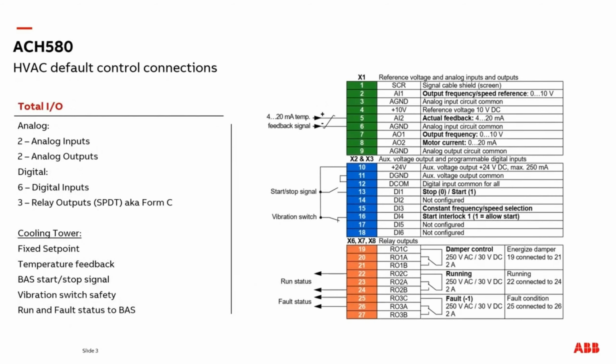Here we have a basic cooling tower setup for the default I/O available with the drive. We will wire a temperature feedback source into AI2 to control the fan speed to temperature feedback. We have a start-stop signal to enable the drive, a vibration switch start interlock for a safety shutdown. We will program a fixed temperature set point into the drive, or this can be adjustable from a building automation system over a communication protocol. And finally, we have a run status output and a fault status output that can be used for monitoring.